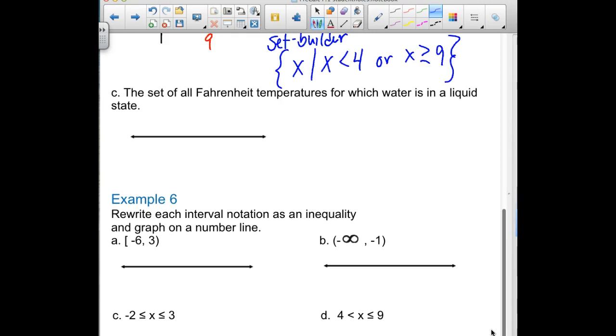All right, let's check our work. The set of all Fahrenheit temperatures for which water is in a liquid state. All right, water freezes at 32 degrees, so we need to be bigger than 32 degrees. And it turns into a gas at 212 degrees, so we have to be smaller than that. Okay, that's our interval. So on our number line, we need 32, we need 212, and we want everything in between there.